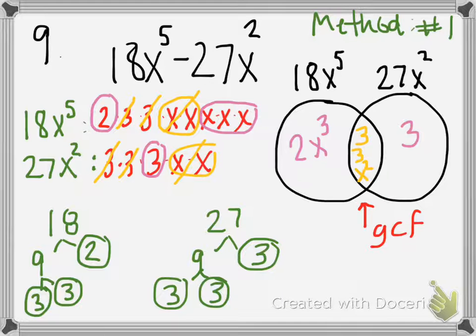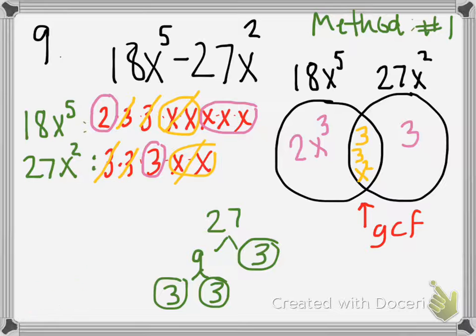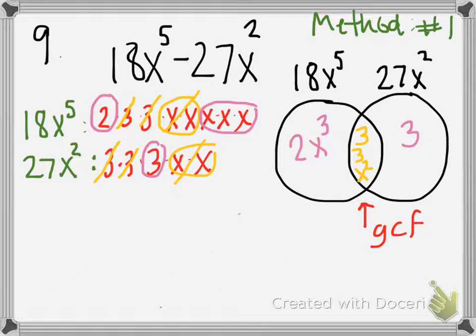So now that you have your chart filled out, I'm actually going to erase our prime factorization of each number so we have some room here. And let's look at our chart. So right now at the very middle, where it's overlapping, if you have more than one number in there, you're going to multiply them together. So 3 times 3 is 9. So 9x squared is the greatest common factor. That's always going to go on the outside.